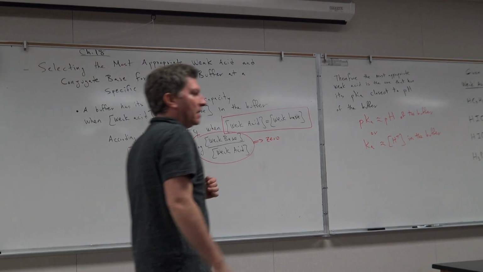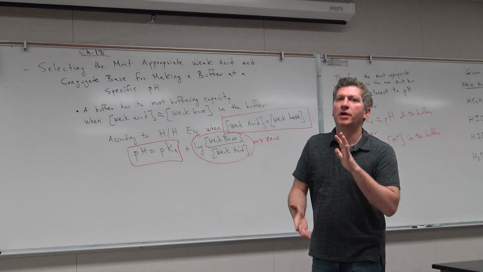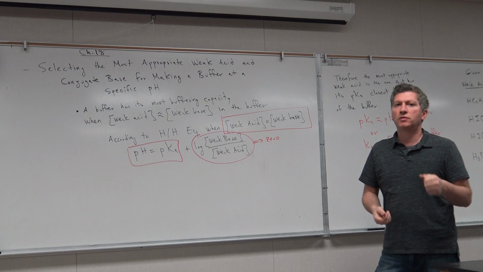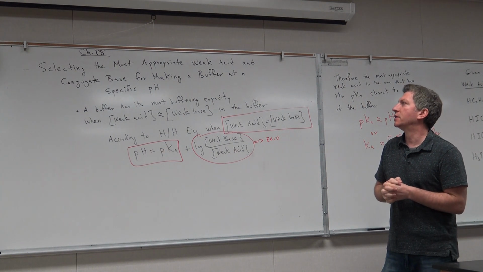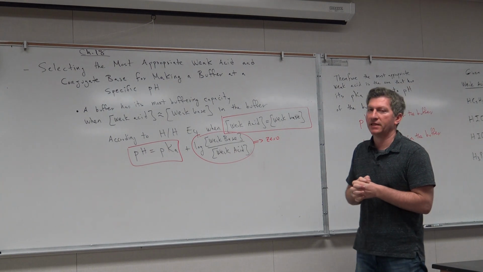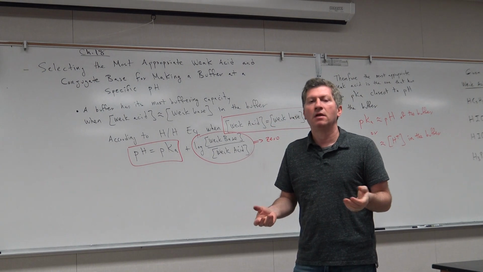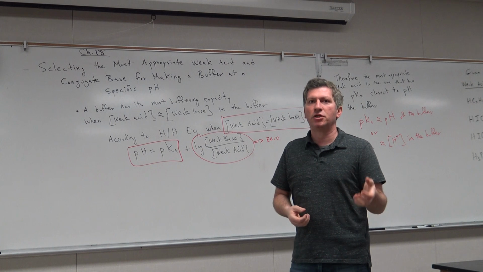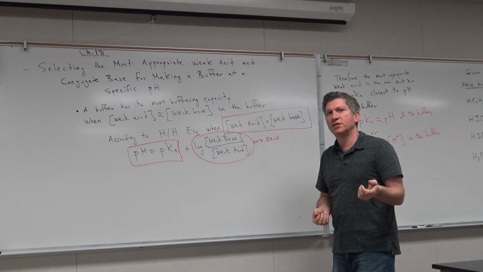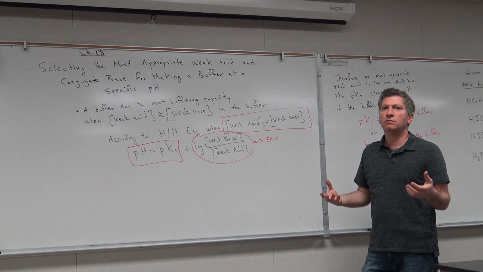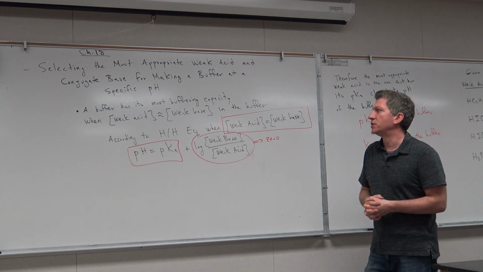Okay, so now that we've gone over the Henderson-Hasselbalch equation, we're going to go over how to select the most appropriate weak acid and conjugate base for making a buffer at a specific pH. Let's say you wanted to make a buffer at pH 7, or at pH 9, or at pH 2. What weak acid and conjugate base would you use to make a buffer at those pHs?